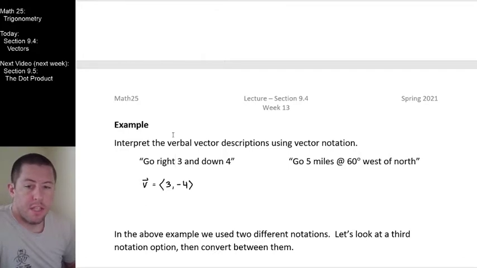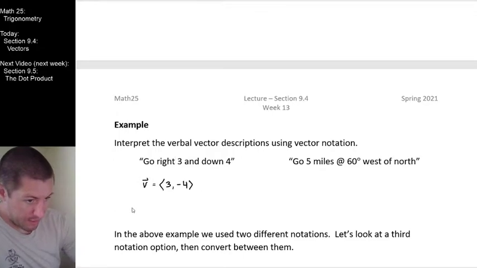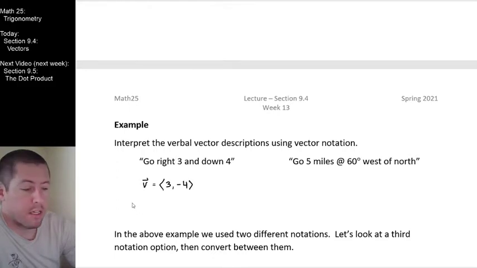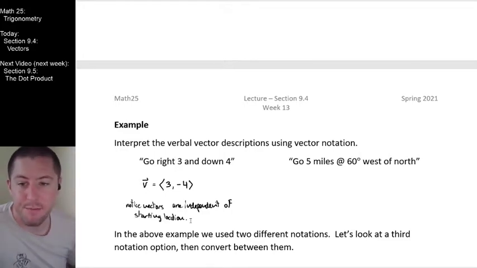Another really important thing to notice here is that this doesn't exactly tell us a starting point from where we're moving. This doesn't say from the origin, go right 3 and down 4. So vectors are independent of starting position. They are not dependent on a location. They are instructions as to how to move, but they don't say where to move from. Notice vectors are independent of location. They're just instructions as to how to move. It doesn't say from where.